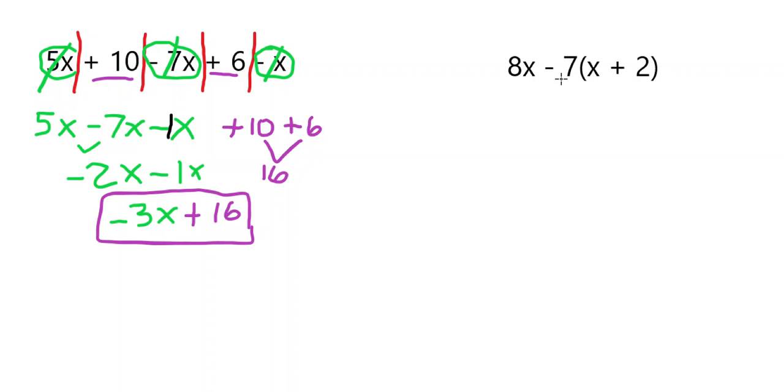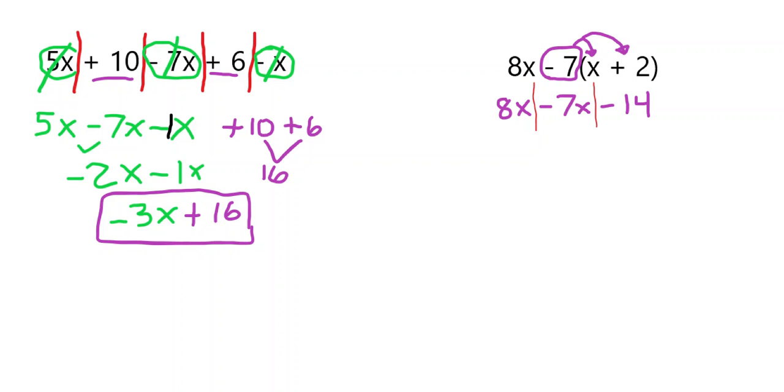All right, in this next example, it's combining like terms, but I have parentheses. I have to get rid of those parentheses first, so I have to do the distributive property. I take the number on the outside, multiply it to the things on the inside. On this example, it's negative 7, because remember, the sign in front of a number always stays with that number. So negative 7 times x, and negative 7 times 2. So I bring down the 8x from here. Negative 7 times x is negative 7x. Negative 7 times 2 is negative 14.